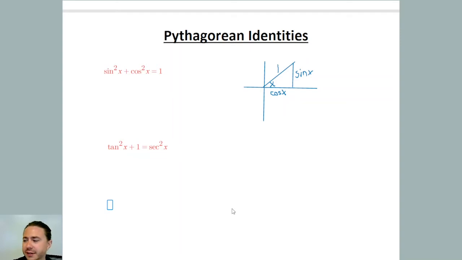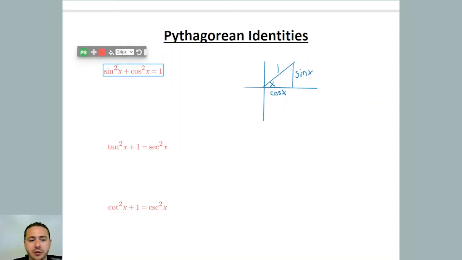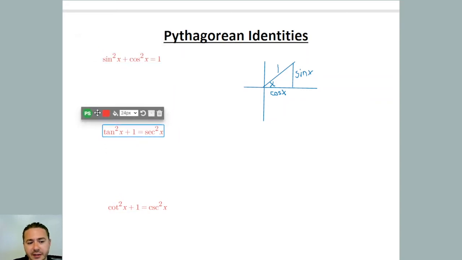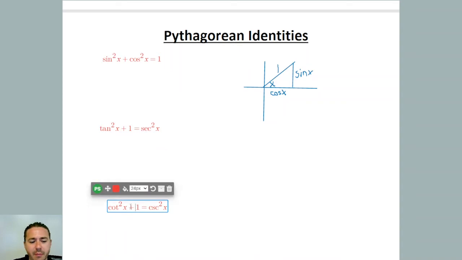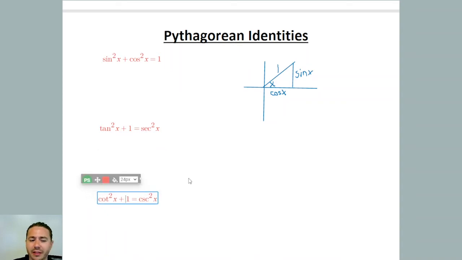And then the last one is cotangent squared plus 1 equals cosecant squared. Now you're probably going to want to memorize these. I know I don't make you memorize too much in this course. There's a lot you have to understand, but as far as just memorizing equations, not a whole lot of that. But I would definitely recommend that you memorize these three.